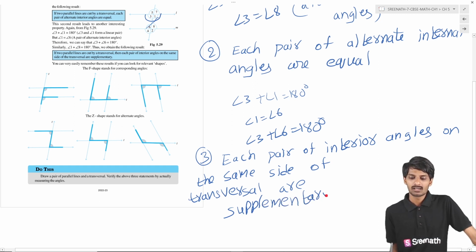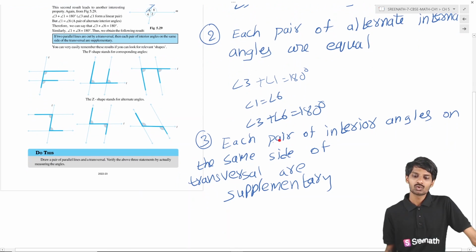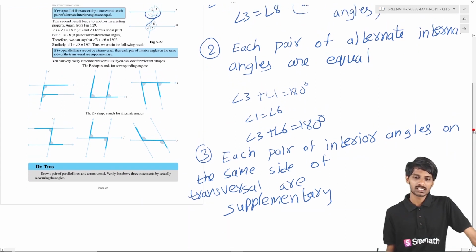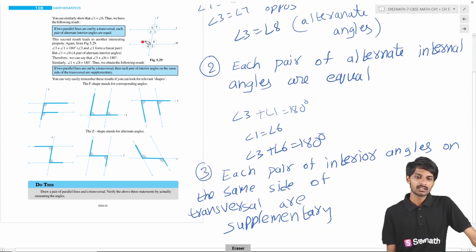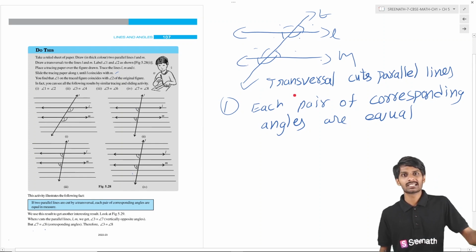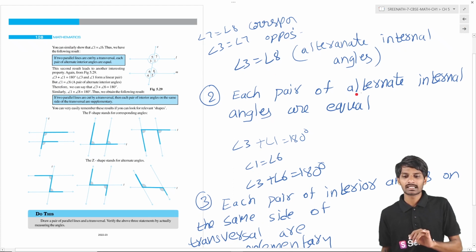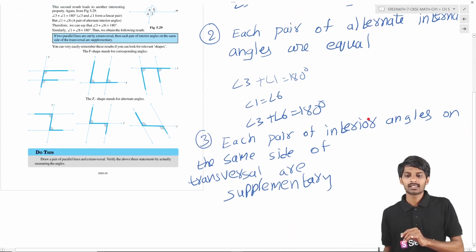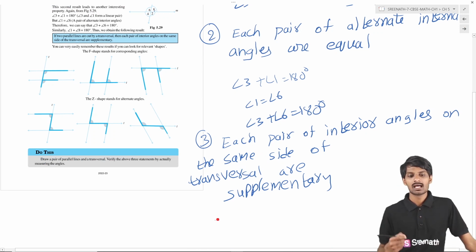Okay, students, this is the thing you have to understand. Each pair of interior angles on the same side of the transversal is supplementary. These two equal 180 degrees, and these two equal 180 degrees, so this is called supplementary. Finally, if a transversal cuts parallel lines, we get three results: corresponding angles are equal, alternate interior angles are equal, and the interior angles on the same side of the transversal are supplementary.